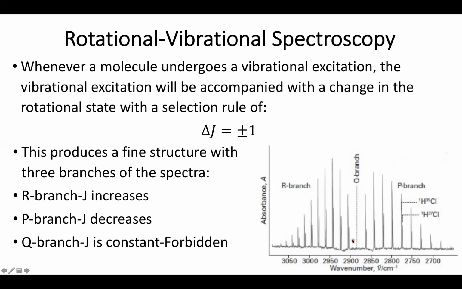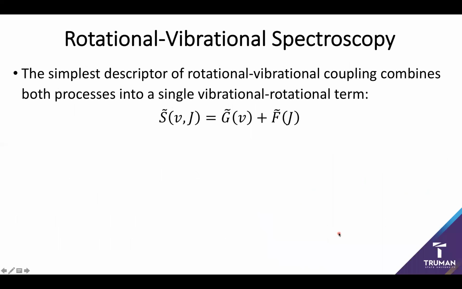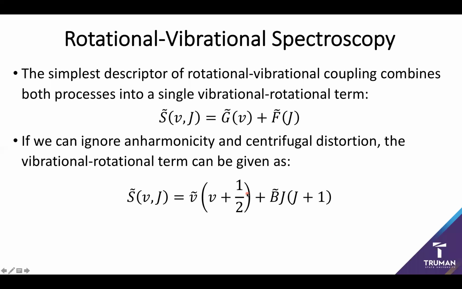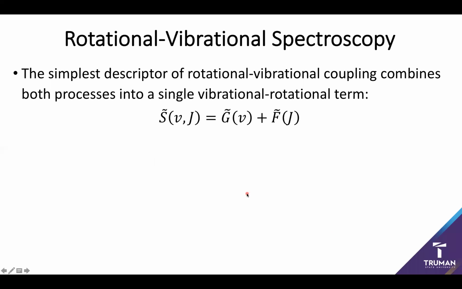So what we're going to want to do is, first of all, dive into the ideas of our energies. We're going to be expressing all of our equations in terms of wave numbers. And so we're going to give a total energy for vibrational and rotational motion in what's called the vibrational rotational term, which we're going to represent as S tilde. So this is going to be a combination of our vibrational energy and our rotational energy, which we've already essentially established.